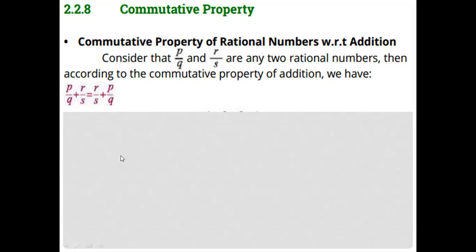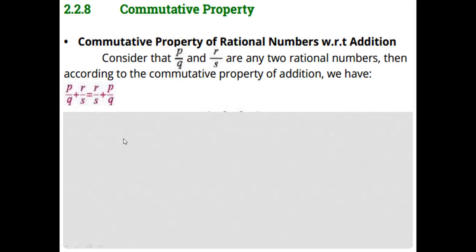So means that if you have two rational numbers like this, P over Q and R over S, any rational numbers, you add them, and if you change their order, the second number you write first and the first number you write second, again you add them, in both cases on the left hand side and right hand side you will get the same result. So this is commutative property of rational numbers with respect to addition.